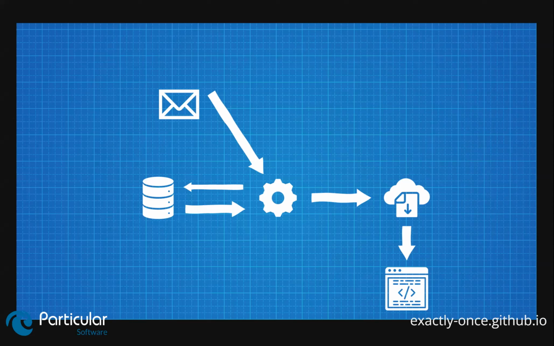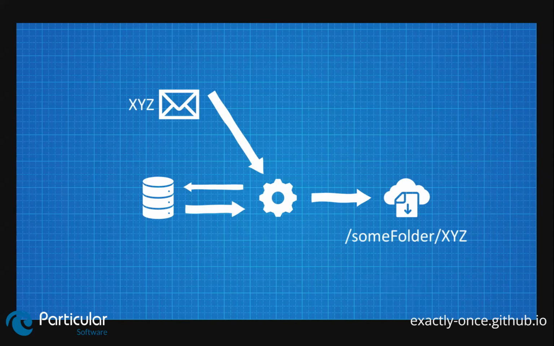Sounds very simple here, and the simplest way to implement that would be to just use whatever information we have in the incoming message to generate the name for that document. So if it's an order with ID XYZ, we'll just create a document called XYZ in some folder in our storage, right?